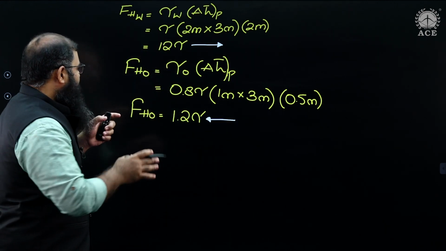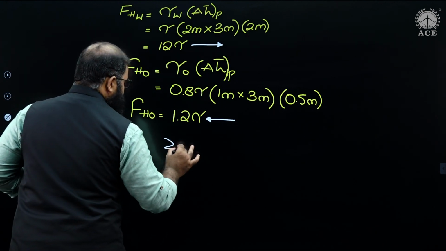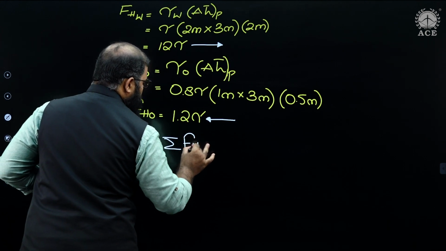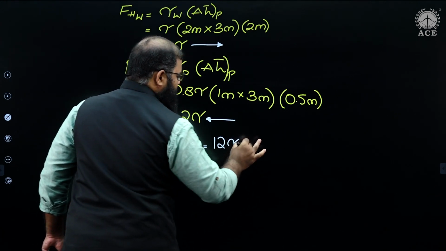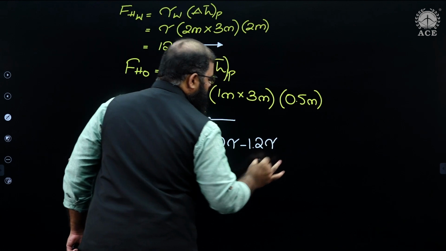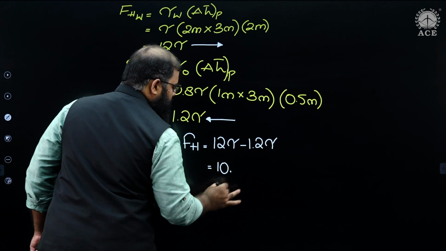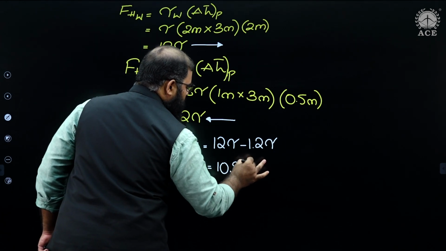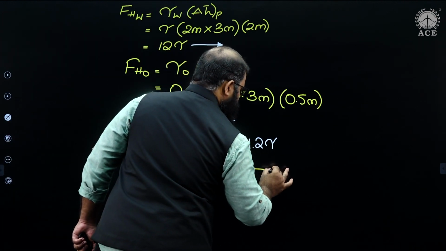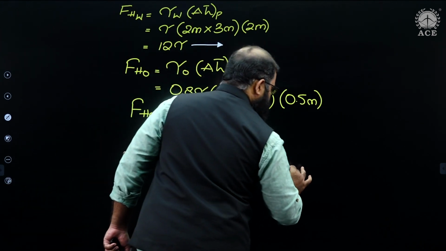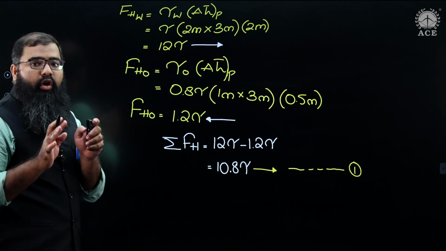Now what happens? If I have direction sense in this direction, I can say the net value of horizontal force, summation of force horizontal, happens to be equal to 12 gamma minus 1.2 gamma, which is going to be equal to 10.8 gamma in this particular direction. Let us mark this as equation number 1. I have got the value of horizontal force now.